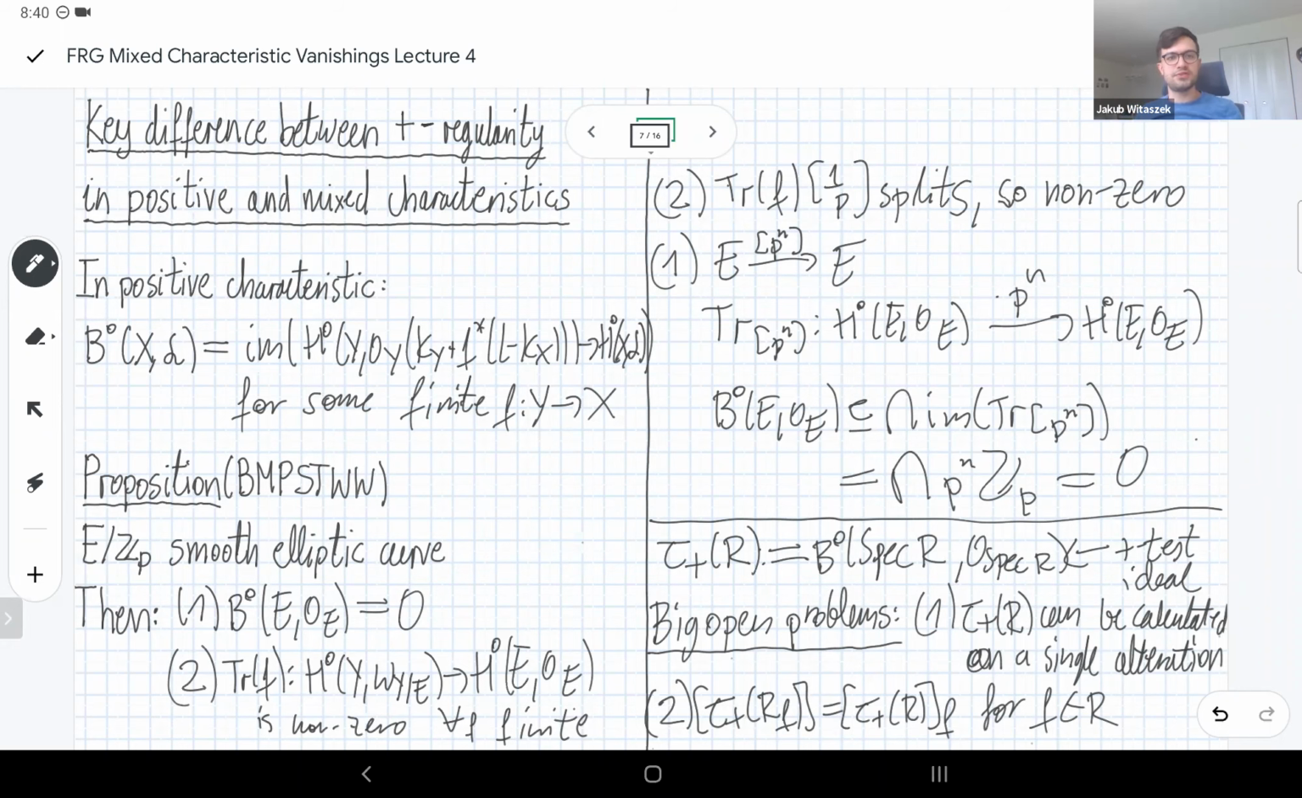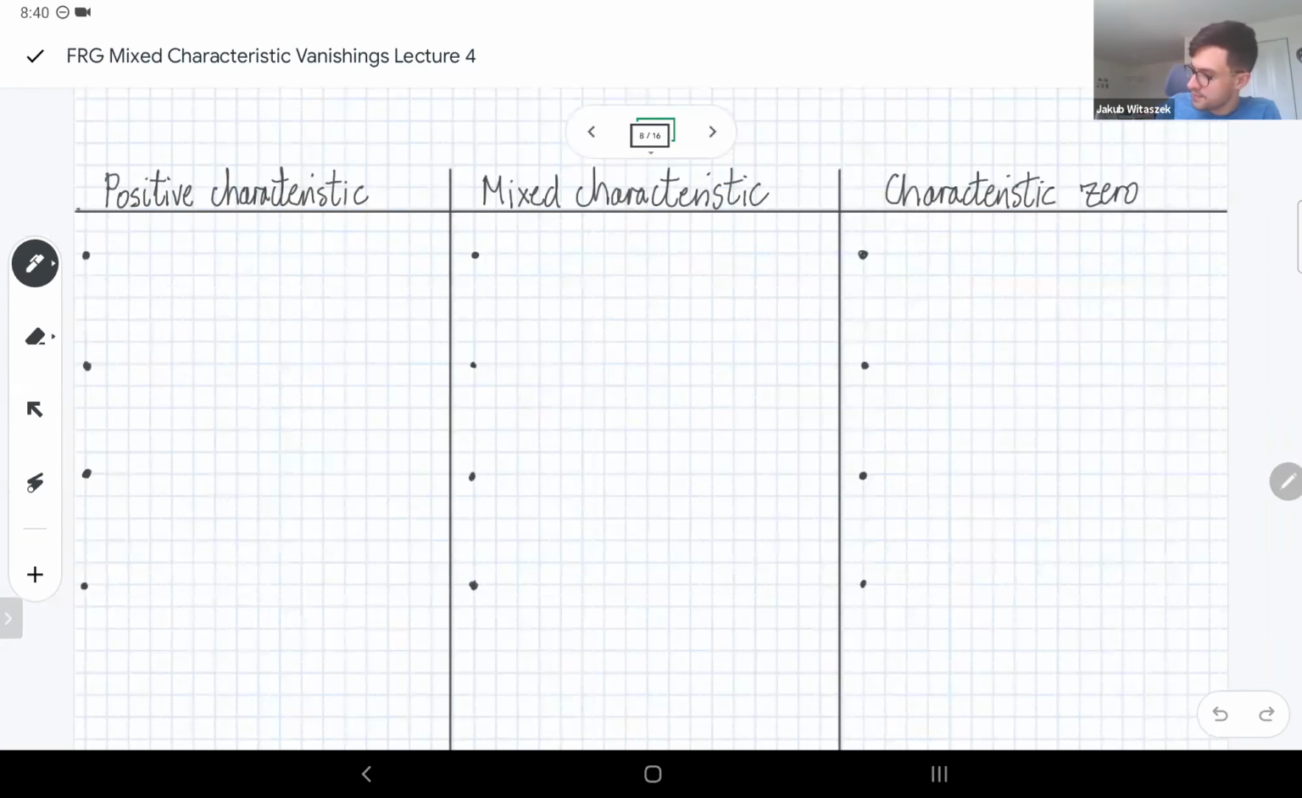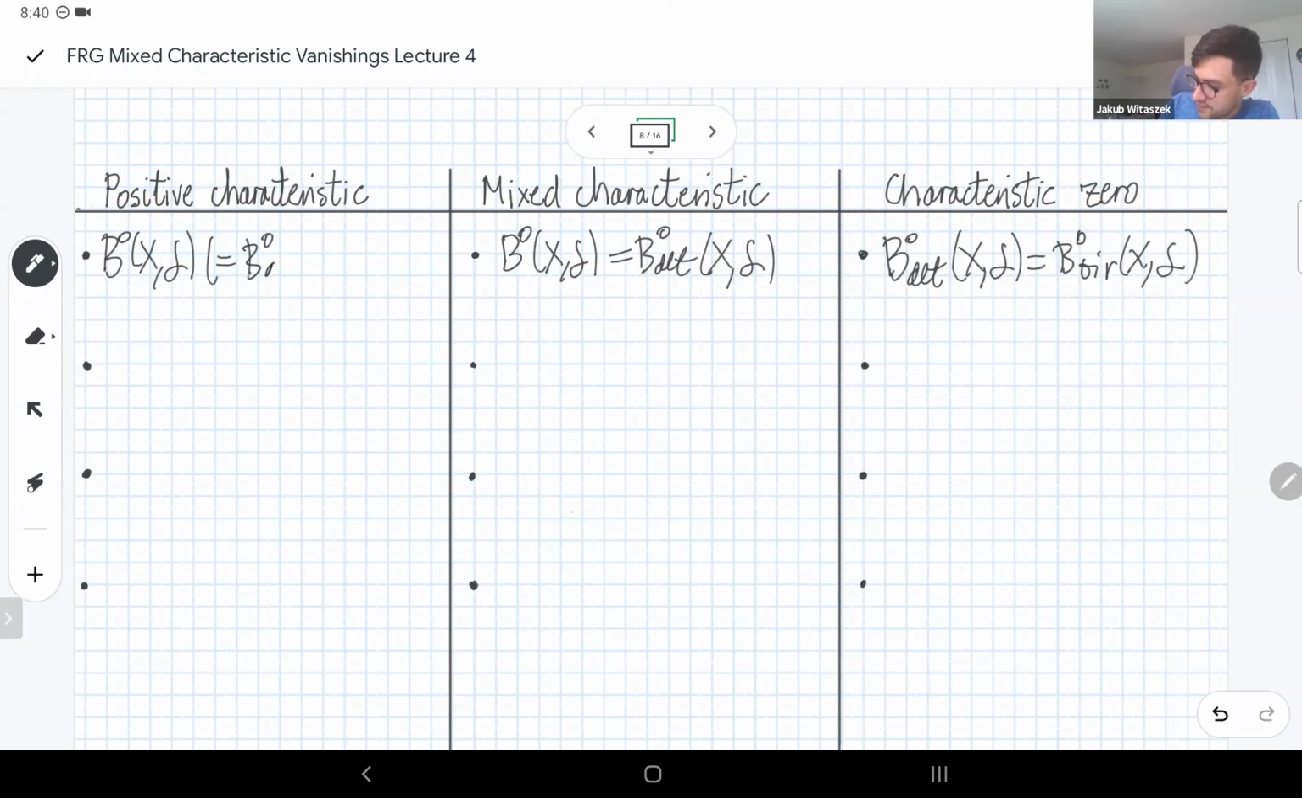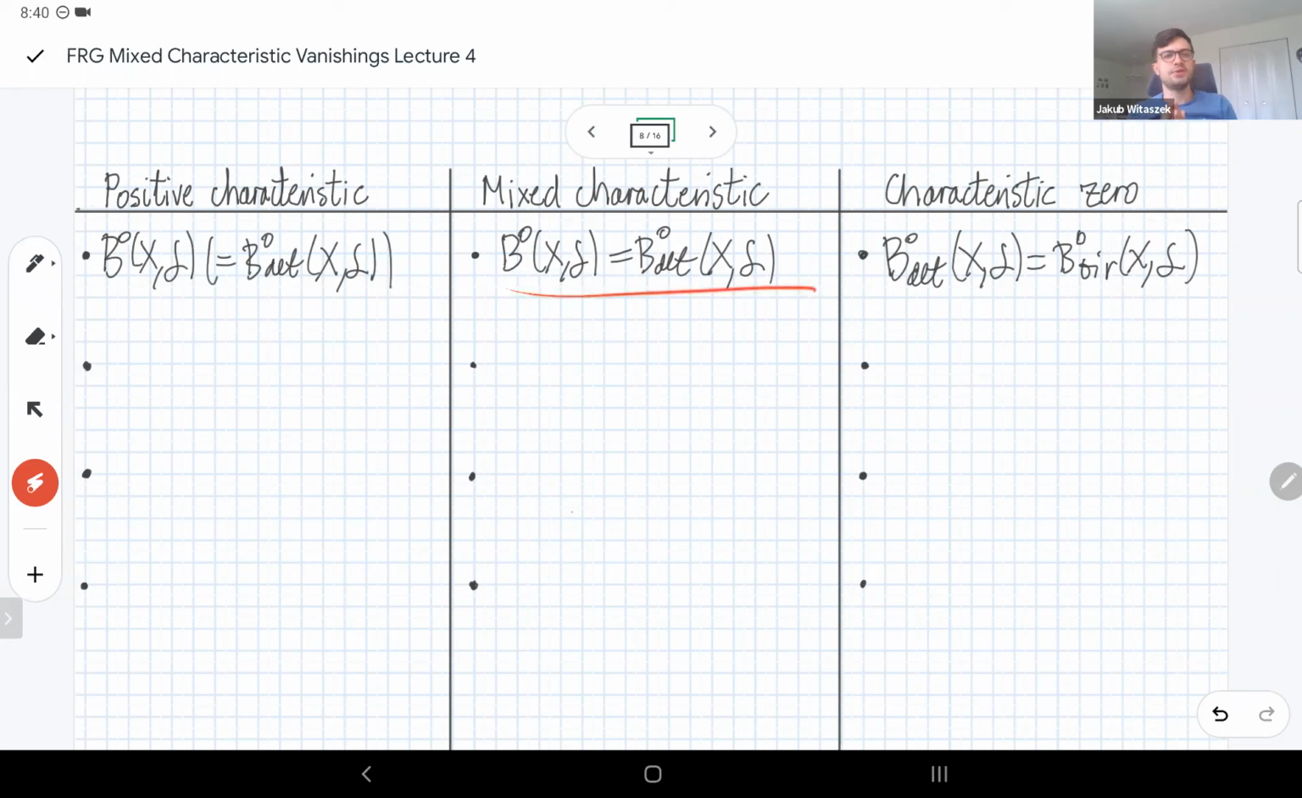Okay, so now I would like to wrap up what happened and compare different settings. So I'm going to draw a huge table. First, in characteristic 0, we have that B0 alt XL is equal to B0 bir XL. The reason is that every alteration splits into a finite map and a birational map, and the finite map splits. So having images under trace maps under alterations is the same as looking at images under birational maps. In mixed characteristic and positive characteristic, that's definitely not true, but we have a way to compare finite maps and alterations. So B0 XL is the same as B0 alt XL, and the same in positive characteristic. Let me emphasize that in mixed characteristic, that's a little more meaningful, in that it gives another reason why this mixed characteristic setting really bridges the gap between characteristic 0 and positive characteristic.